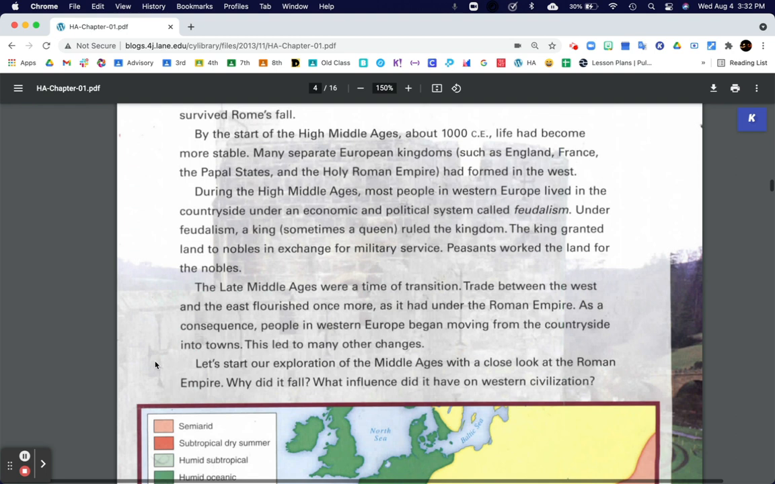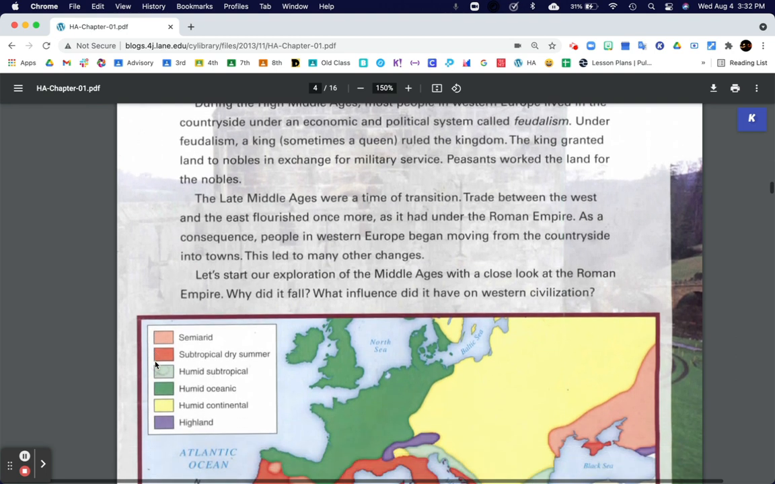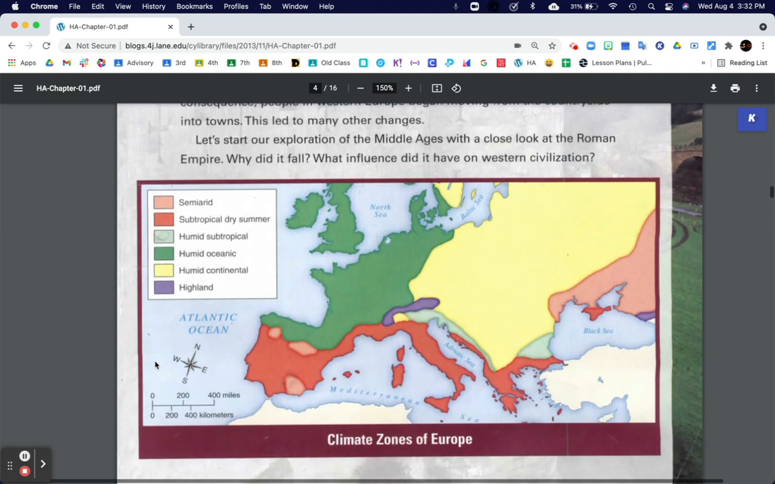The late Middle Ages were a time of transition. Trade between the West and the East flourished once more, as it had under the Roman Empire. As a consequence, people in Western Europe began moving from the countryside into towns. This led to many other changes. Let's start our exploration of the Middle Ages with a close look at the Roman Empire. Why did it fall? What influences did it have on Western civilization?